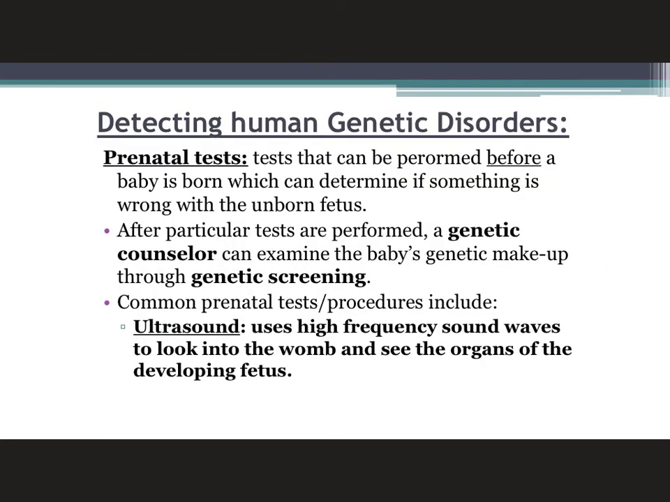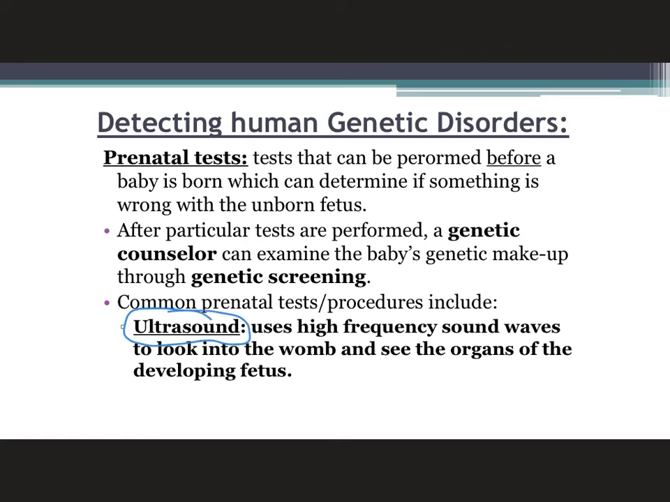Now, detecting these genetic disorders, they have prenatal tests, meaning before birth. Genetic counselors are specifically trained to look at chromosomes and genes of a baby's makeup, so they can do genetic screening and test for something like Down syndrome or Turner syndrome or Patau or any one of those things. Now, the most common test is the ultrasound.